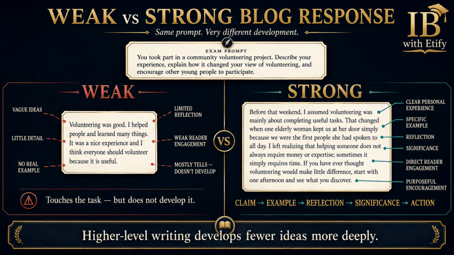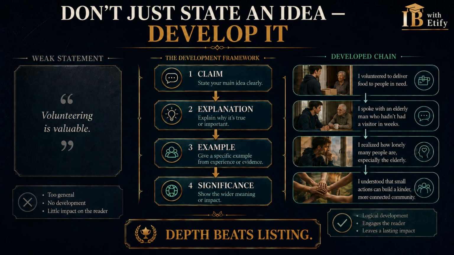Now consider the volunteering prompt again. A weak response might write one paragraph describing the event, one sentence saying it was useful, and then spend the rest of the blog telling everyone to volunteer. That would technically touch all 3 instructions, but it would not fully develop them. Criterion B rewards developed ideas. A reliable way to develop an idea is to move from claim to explanation to example to significance.